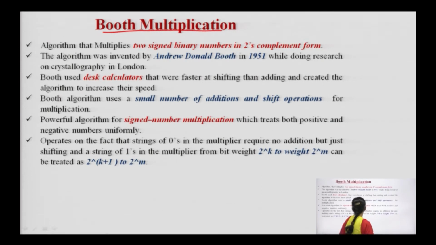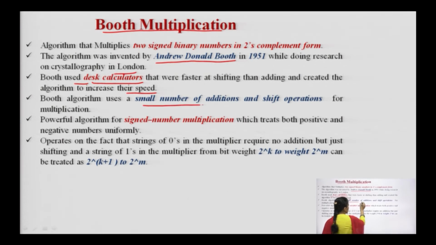that number. This algorithm was invented by Andrew Donald Booth in 1951 when he was performing research on crystallography in London. And this algorithm uses the concept of desk calculators for performing faster shifting and adding, and creating the algorithm at higher speed. So, it uses a small number of additions and shift operations for the multiplication. It is a powerful algorithm for signed number multiplication which treats both positive and negative numbers uniformly.